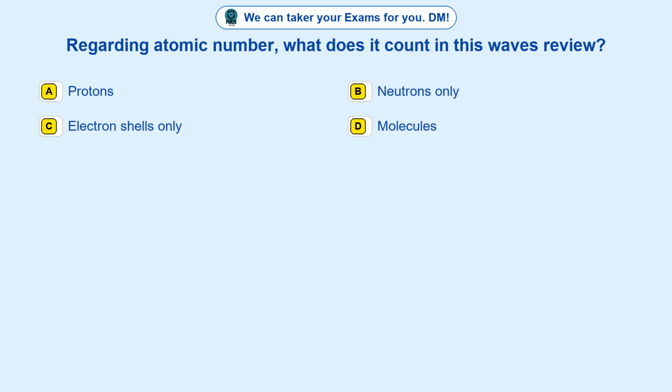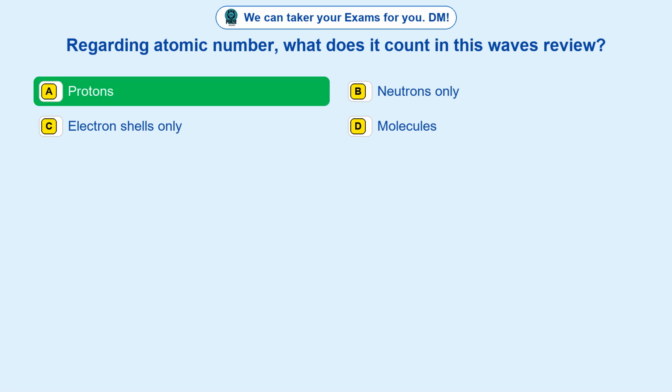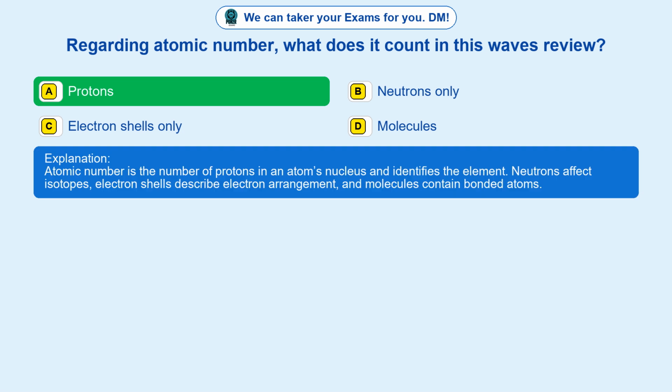Question 31. Regarding atomic number, what does it count in this waves review? Option A, protons. Option B, neutrons only. Option C, electron shells only. Option D, molecules. The correct answer is option A. Protons. Atomic number is the number of protons in an atom's nucleus and identifies the element. Neutrons affect isotopes, electron shells describe electron arrangement, and molecules contain bonded atoms.